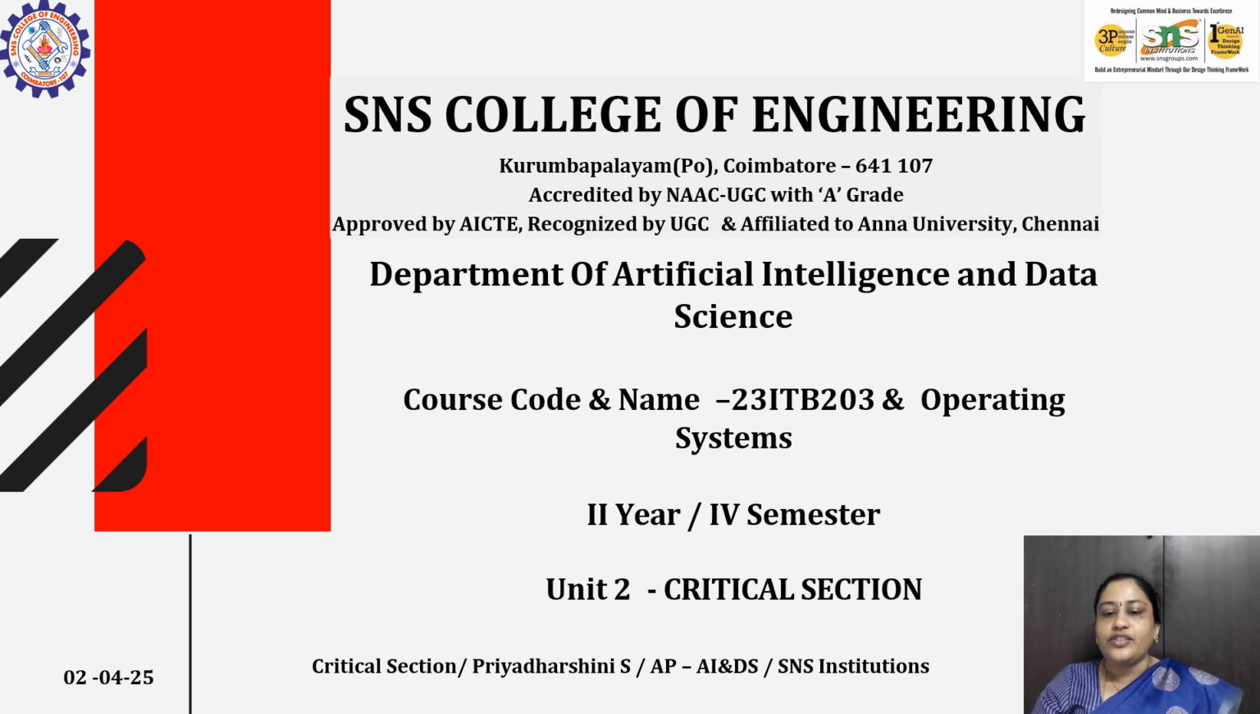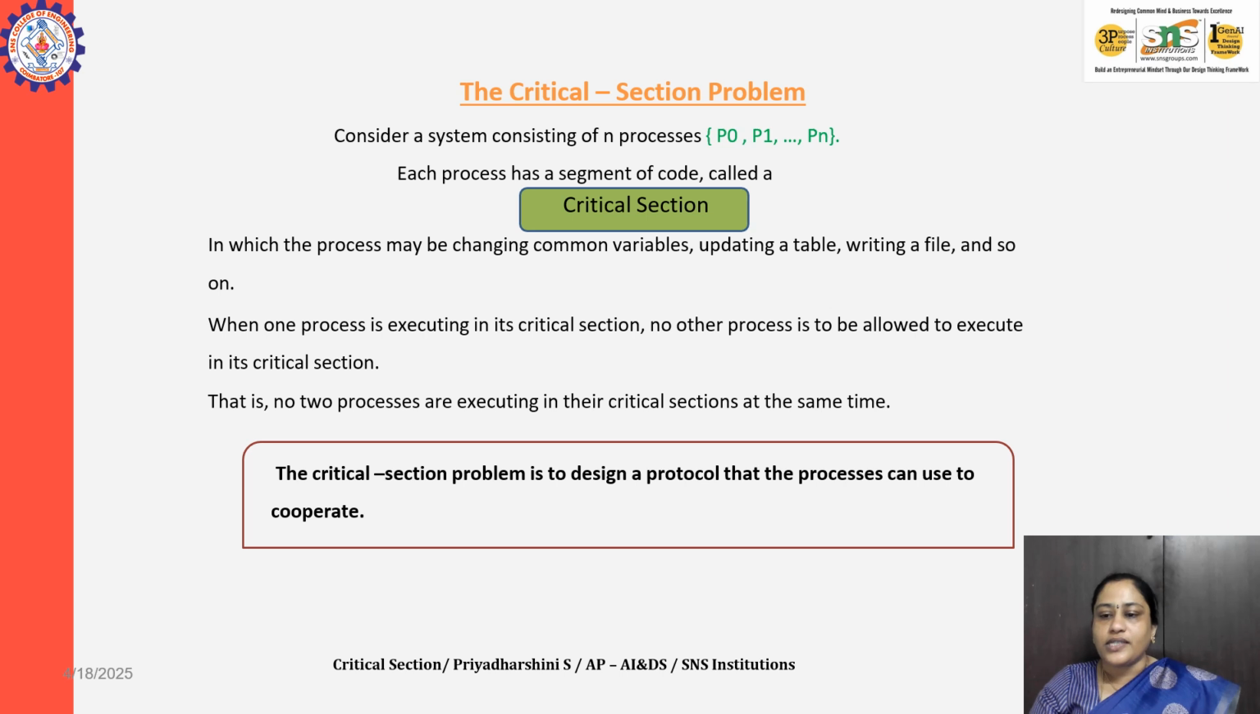Today we are going to look into the topic critical section, which comes under process synchronization of operating systems. In the previous lecture, we saw what is process synchronization. So what is process synchronization? When the concurrent processes are trying to access the critical section part, that has to be synchronized. When a concurrent process is accessing some variable, all other processes should not access those critical section segments of code. That is called process synchronization.